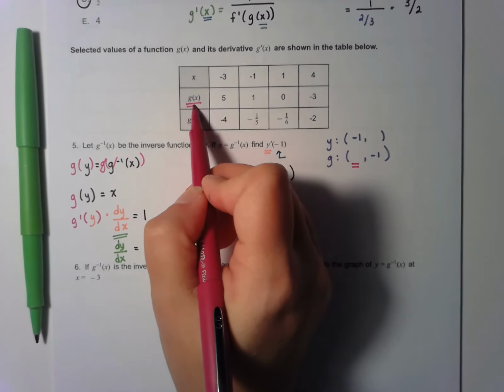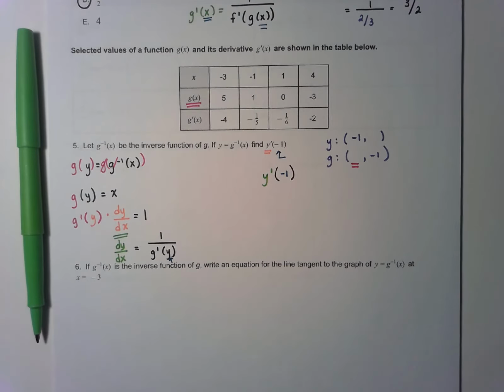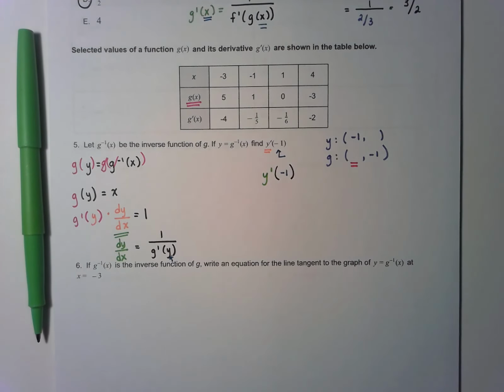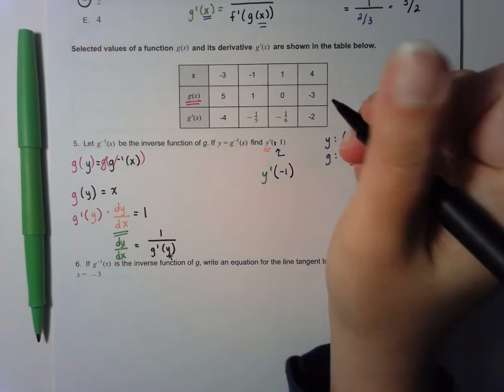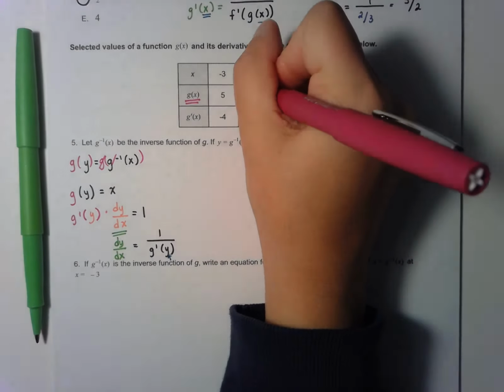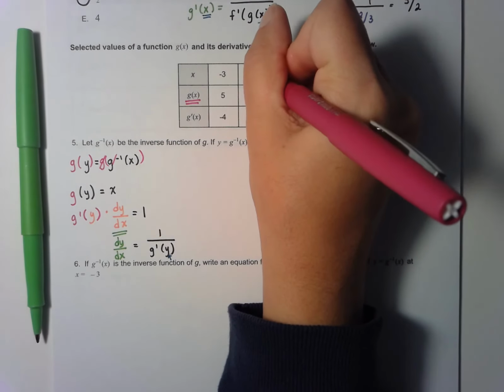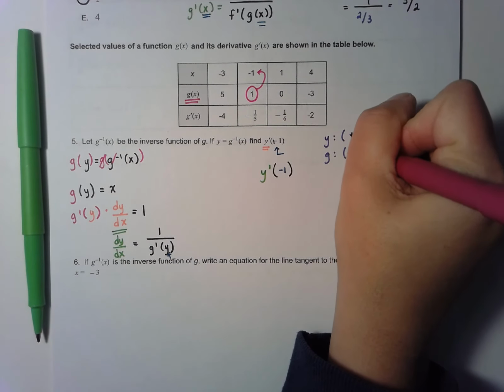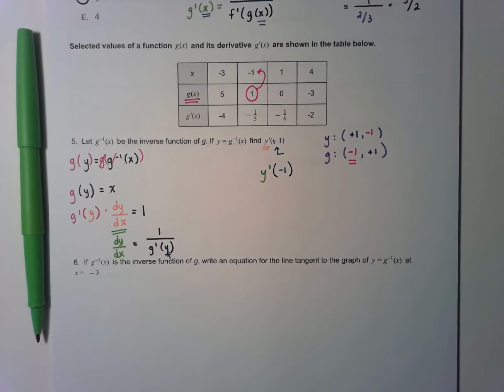I can figure that out. This row of the table tells me the output values of g. So when the output value of g is -1, the input value, you know what? I think this was a typo. I think this should have been +1. Here we go. Let me just fix that really quick. When the output value is 1, the input value would have been -1. So -1, -1. There we go.